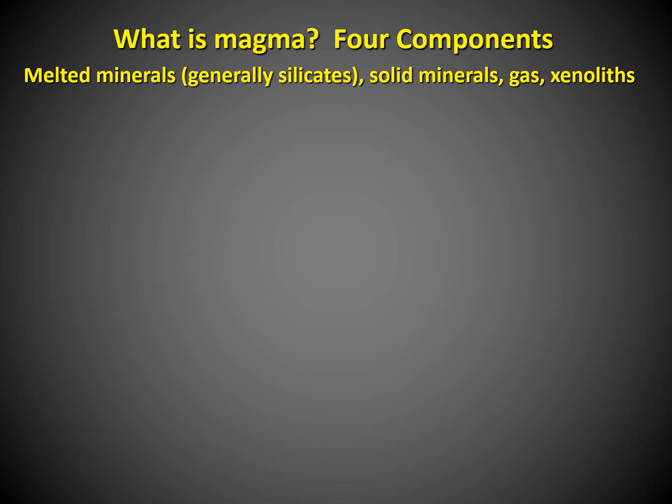So magma itself has 4 different parts to it. And each of these components plays a role in how volcanoes behave and how different volcanic products erupt. So generally, we have magmas that consist of 4 different components. Melted minerals, and for the most part, we're talking about silicate minerals. We have some solid minerals.